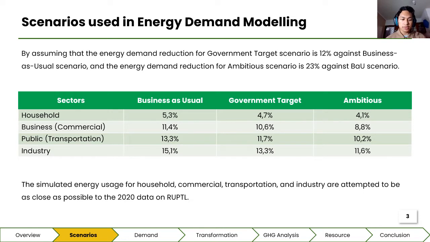For the transportation sector, we have business as usual with 13.3%, government target 11.7%, and the ambitious scenario with the data of 10.2%. And the last is the industry sector, business as usual 15.1%, government target 13.3%, and the ambitious 11.6%. So the simulated energy usage for household, commercial, transportation, and industry, as you can see in the table, is attempted to be as close as possible to the RPTL data, especially in the 2020 data.